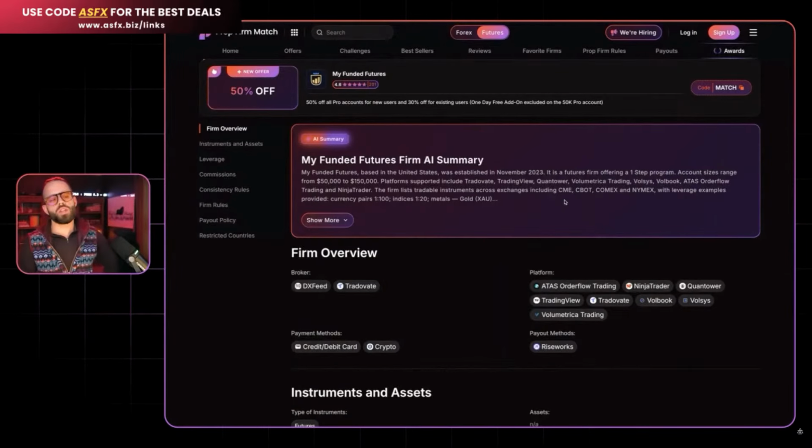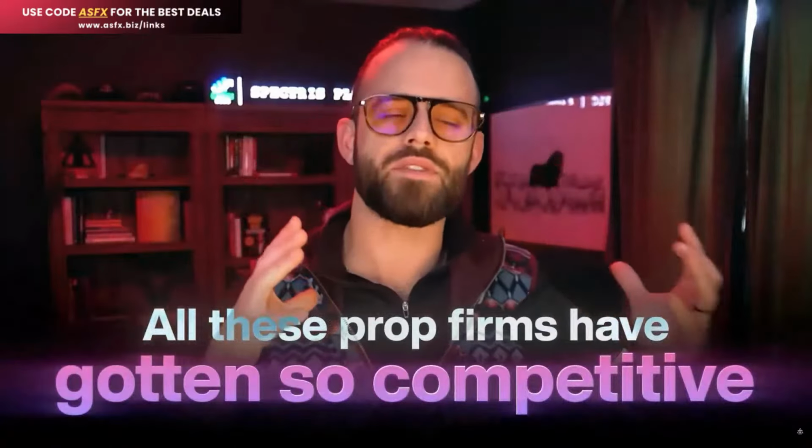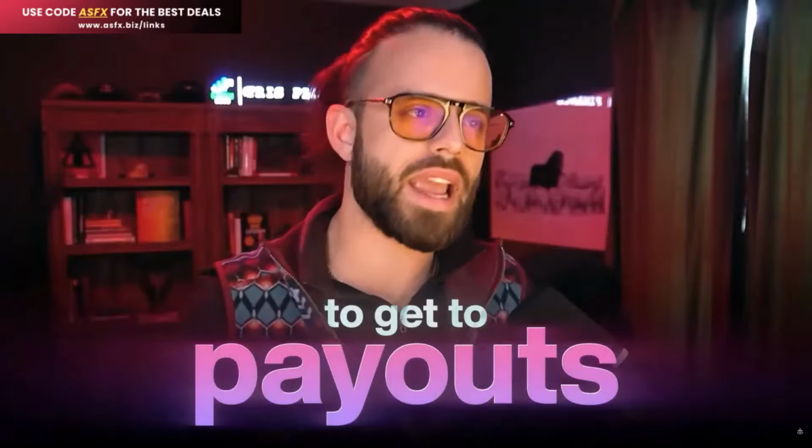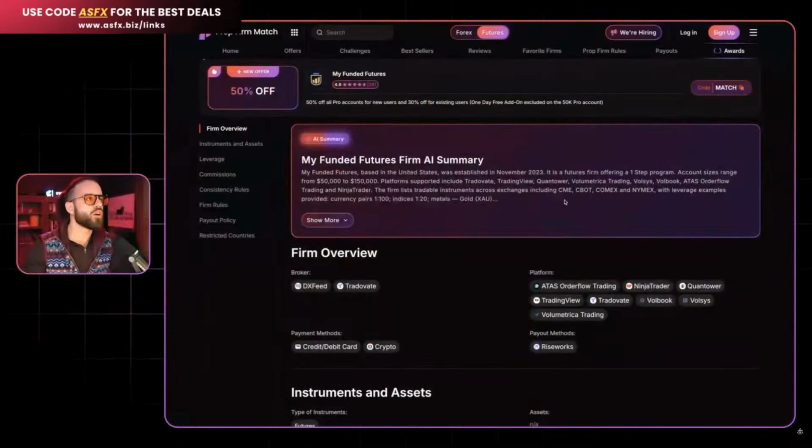Top 1 Futures has a couple of account types, but I think still you get a little bit more variety with what My Funded Futures does in terms of like how much is your max daily loss versus how much is your profit target versus how often can you take payouts. All these prop firms have gotten so competitive on how to offer us different ways to get to payouts. So it's cool to see firms like My Funded Futures getting creative and offering unique offers like that.